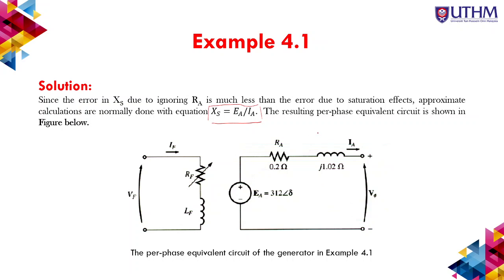Then with all the parameters, we can redraw the complete equivalent circuit by putting in the RA, the XS, and also the EA value. So this is how to answer this kind of question. Do you get it?